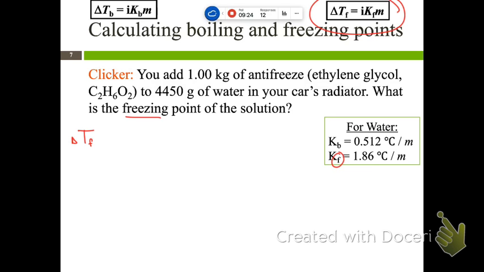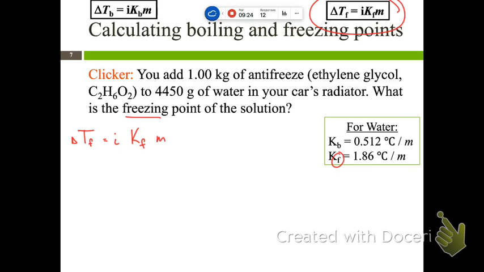Okay, so the change in freezing point is going to be positive or negative when comparing it to our original freezing point? It's going to be a negative. We're going to take it away from our original value. Okay, and then it equals i times Kf for water times little m. So what is i?